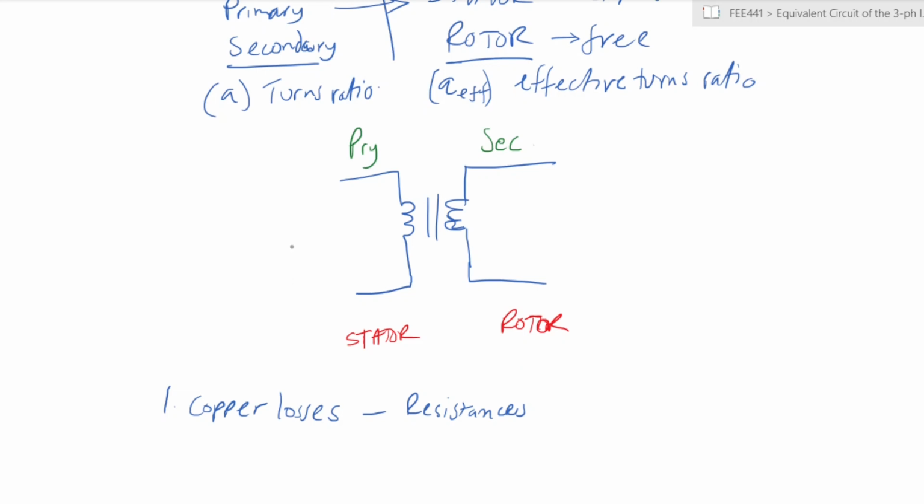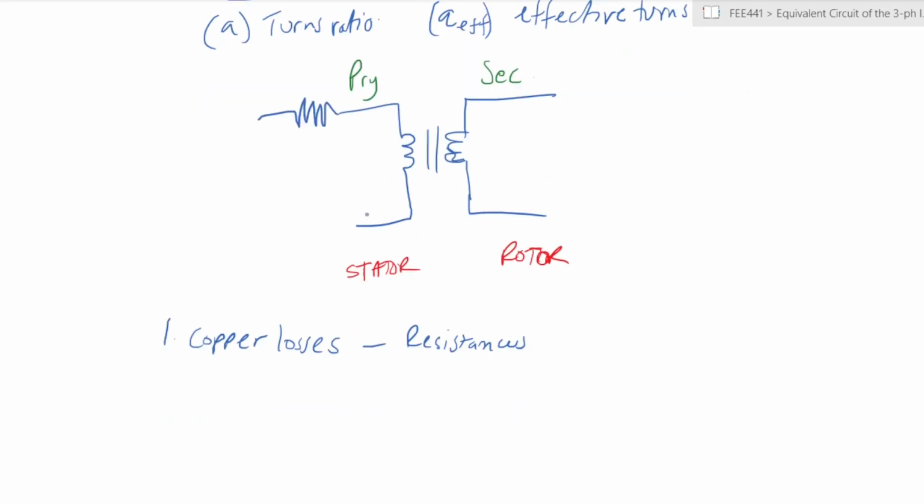In drawing our three-phase induction motor or our three-phase transformer, you would have a resistance at the primary side, and you would also have a resistance at the secondary side. This is the same for both the transformer and the induction motor. This represents copper losses on both of the windings, so you have copper losses for the stator and copper losses for the rotor. So that's number one, copper losses.